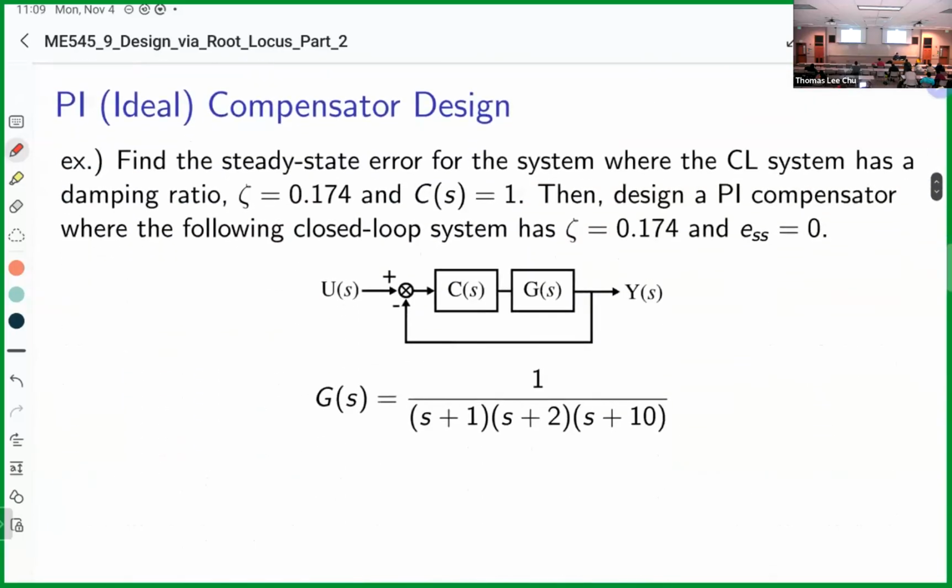Okay, so what we're going to do here is find the steady state error for the system where the closed loop system has a damping ratio of 0.174 and with C equal to 1. This just means it's uncompensated. Then we're going to design a PI compensator where the closed loop system still has the same damping ratio, but now zero steady state error.